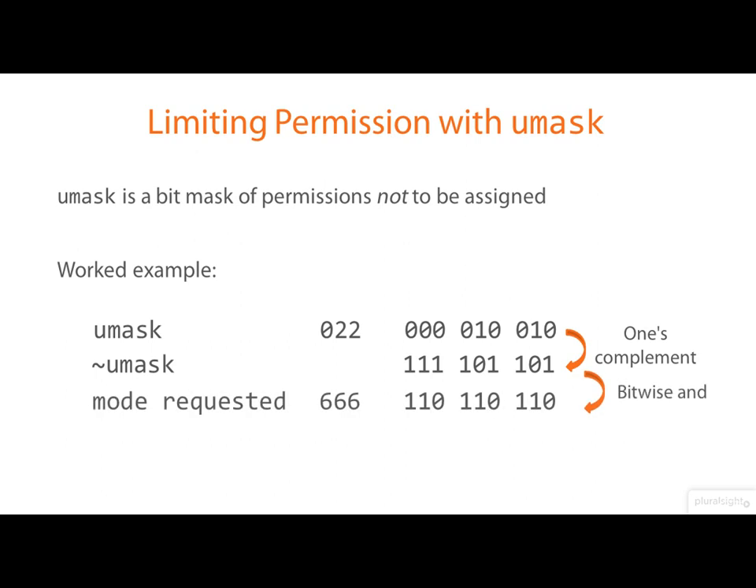Now suppose we create a file and we request a mode of 666, which in binary is 110, 110, 110. What happens is that the requested mode gets bitwise ANDed with the ones complement of the umask to actually give the mode that will be assigned to the file. In this case, it will be 644. Some people like to say that the umask is subtracted from the requested file permissions, which isn't strictly true, but it's a cheap and cheerful way of thinking about it if you're frightened away by the idea of a ones complement and a bitwise AND.